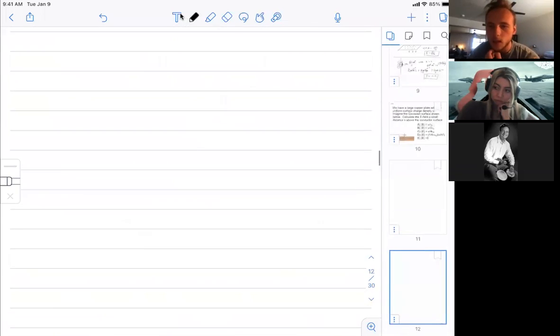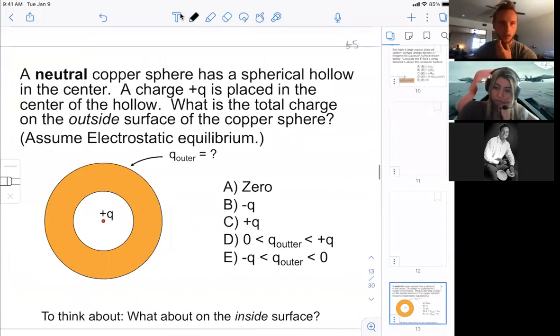Let's continue to answer some questions. Okay, now we're dealing with digging a hole inside a conductor. So we have a neutral conductor with a hole in the middle. We put a positive point charge in the middle. Can we say anything? What happens now? Is there anything more interesting happening? Can we find out the total charge on the outside surface of the copper sphere?